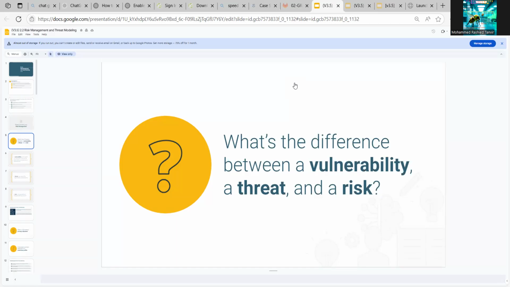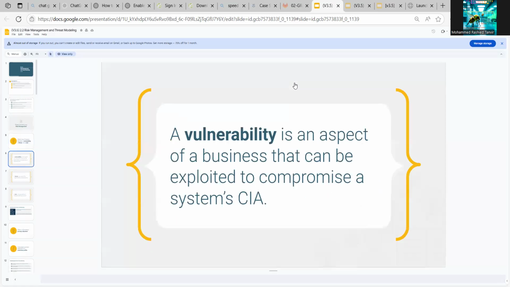What is a vulnerability? A vulnerability is an aspect of a business that can be exploited to compromise a system, CIA. This is important for your Security Plus exam. Vulnerability is an aspect of a business that can be exploited to compromise the system's CIA: confidentiality, integrity, and availability. Always remember three words: confidentiality, integrity, and availability.